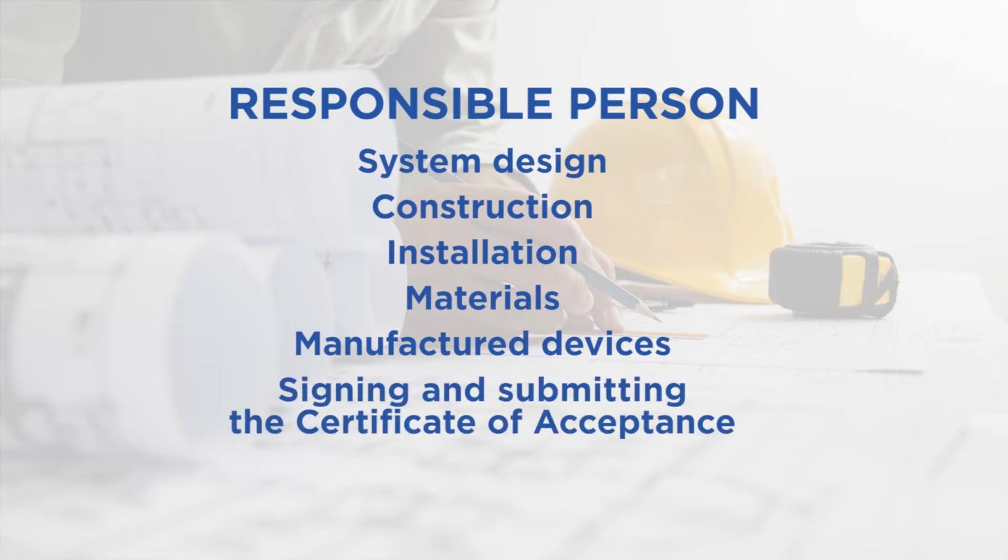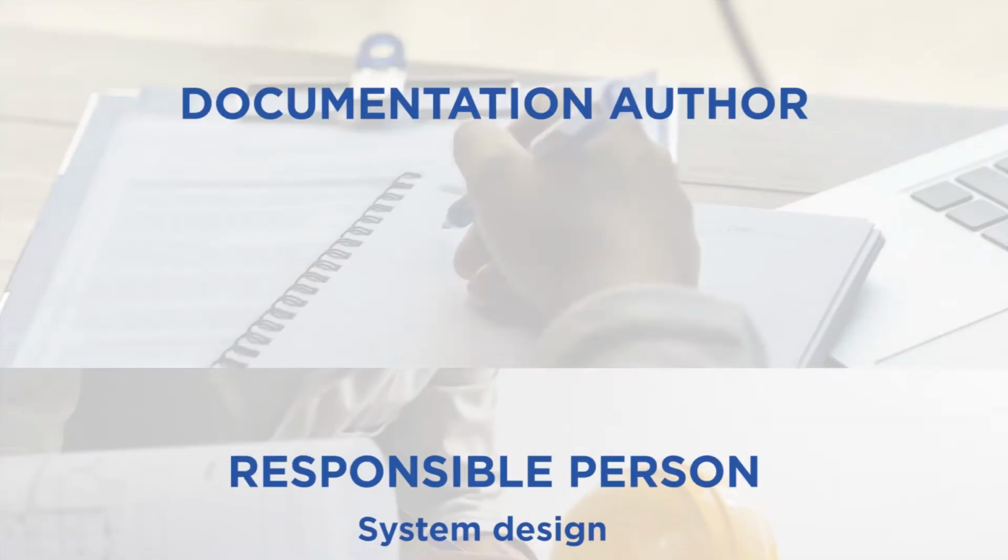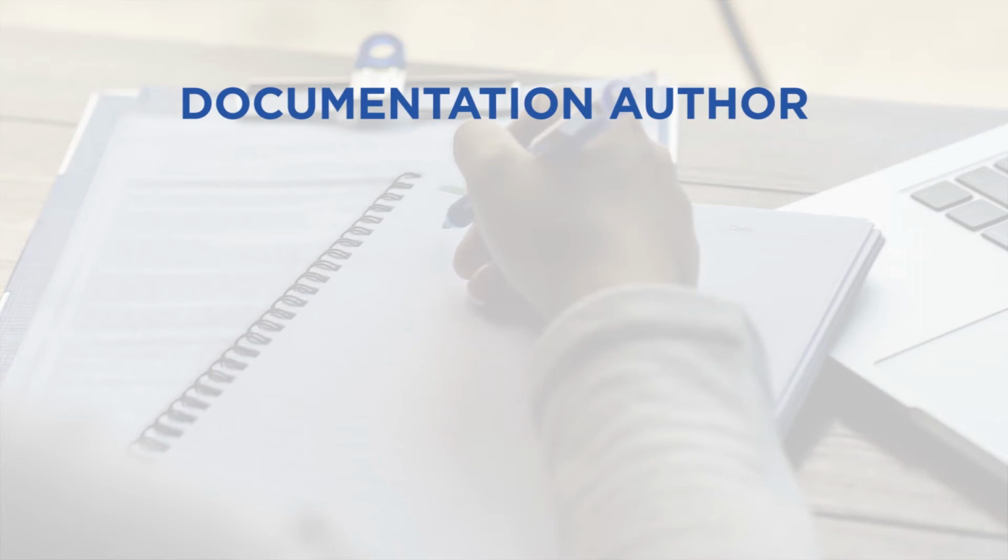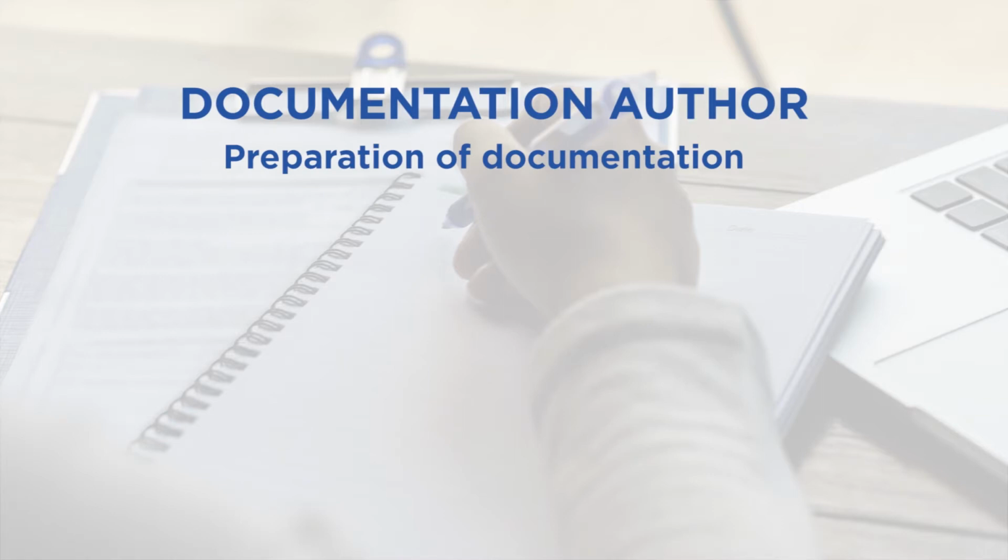The responsible person could be an architect, a professional engineer, or a licensed contractor. The responsible person could be the ATT as well, but that's not usually the case. The next person involved in this process is the documentation author. The documentation author is responsible for preparation of the documentation. Again, this could be the ATT, but often it's a separate person who handles filling out the forms, using the ATT's test results and information.